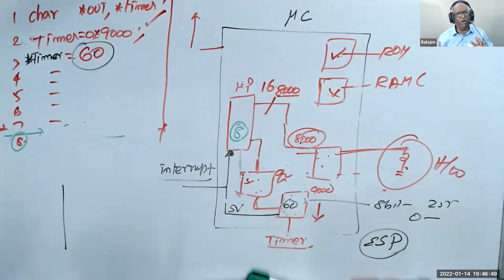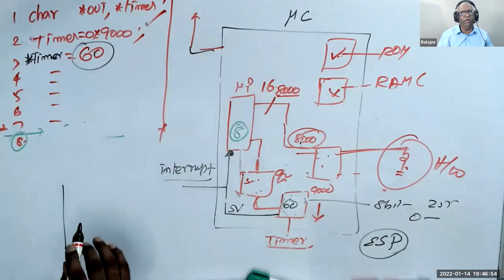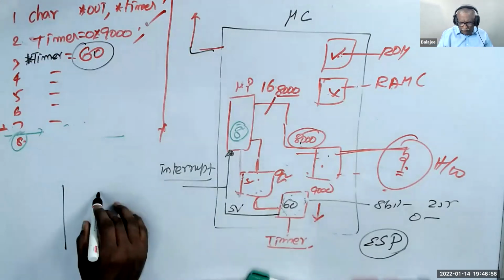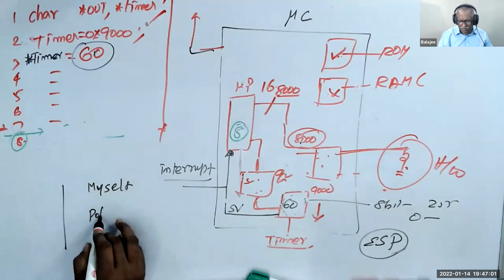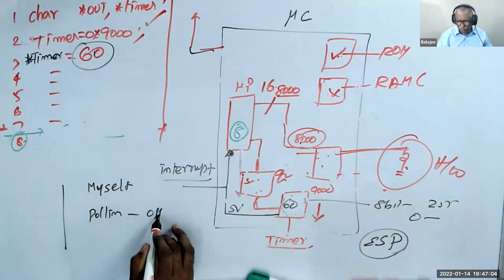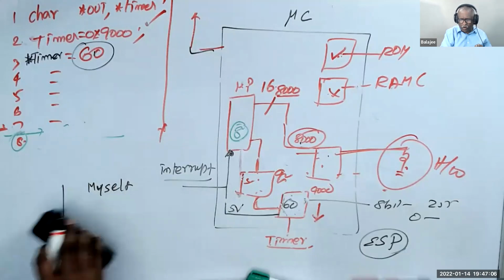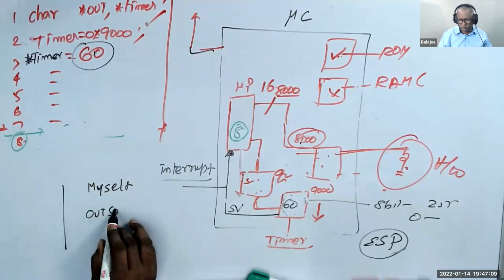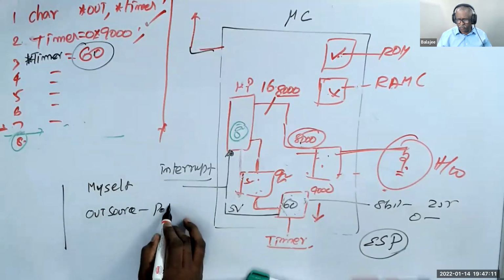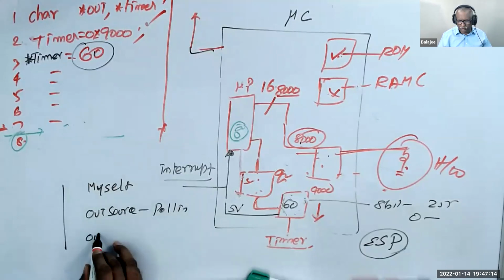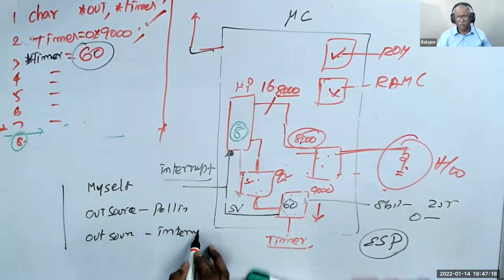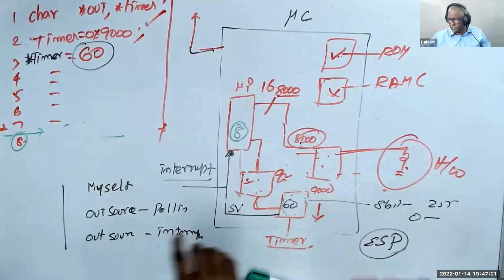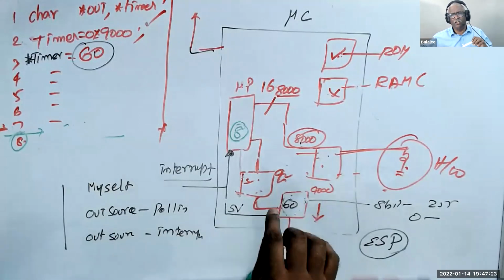Yes or no? This is a very top level principle. I have three ways. One is I do it myself, then polling, offload. Sorry, I can write like this. Outsource, polling, and the third one is outsource, interrupt. This is called timers. This is an intelligent controller inside your microcontroller chip.